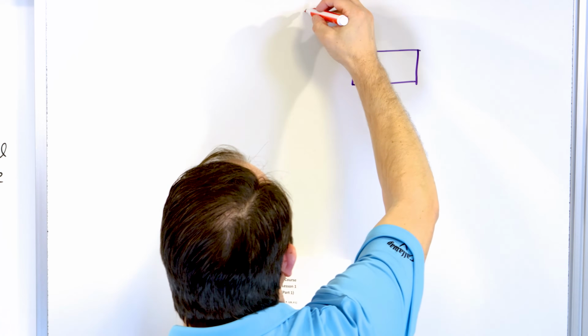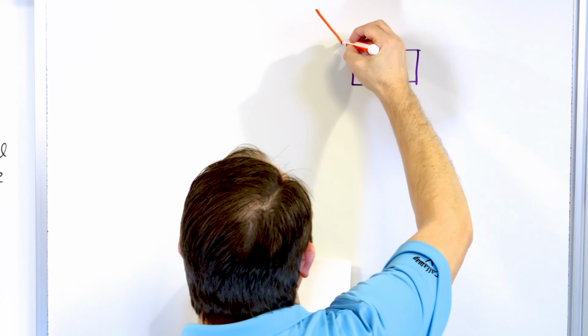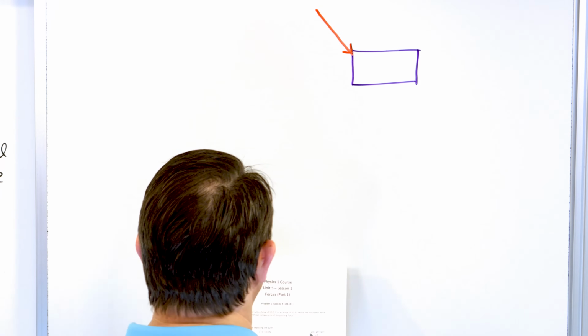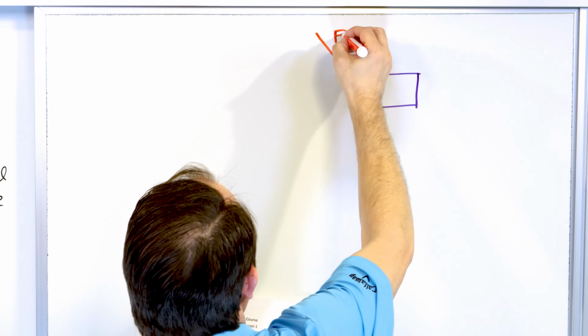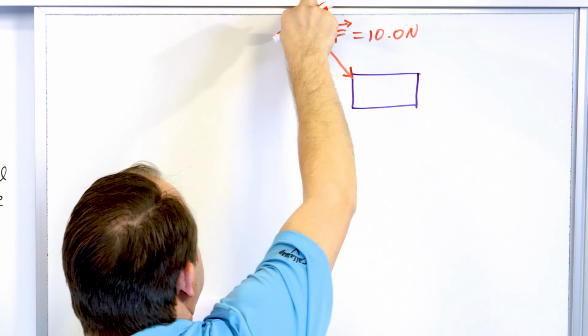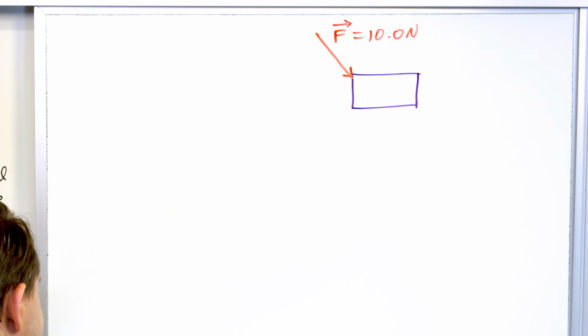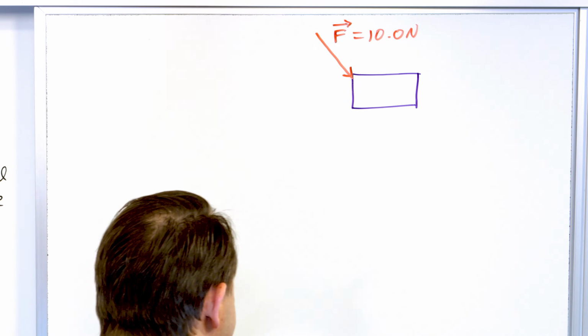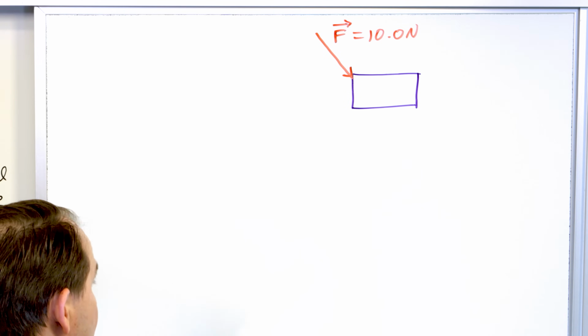How do you represent that? We represent that as an arrow acting like this. And what you do is you just label it F vector 10.0 newtons. This is the unit and it's acting in this direction. Now it also tells you that it's acting at a 45 degree angle below the horizontal.